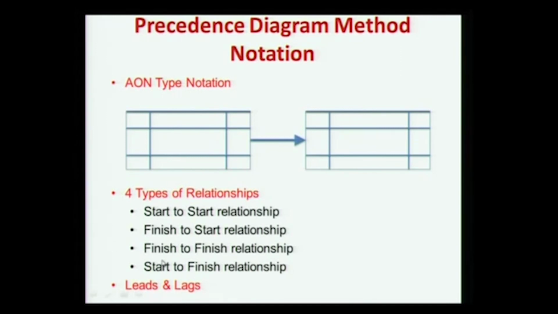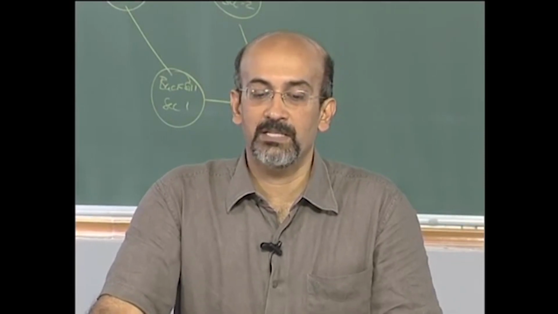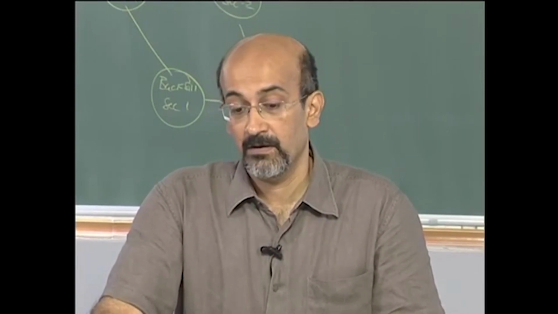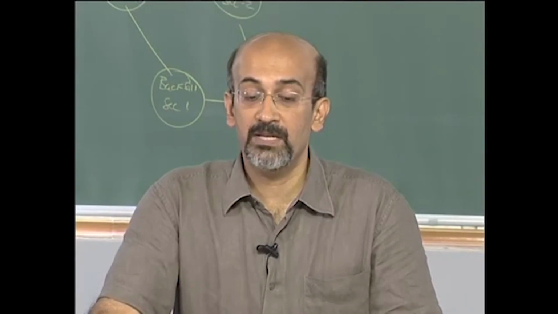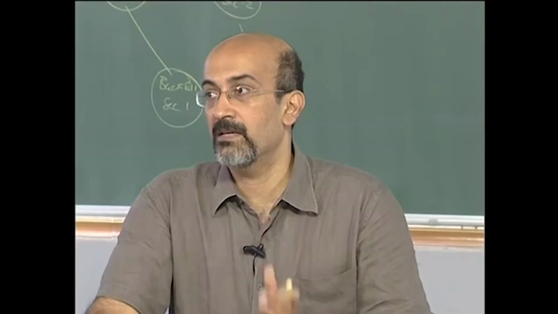More interestingly, the PDM represents various types of relationships. So far we have been only using a finish to start. An activity should finish, so what we have shown there is a finish to start. PDM uses 3 other kinds of relationships: start to start, finish to finish, and start to finish. In addition to this, each relationship can be qualified with lead or lag. For example, I can say there is a finish to start with a 2-day lag. That means the next activity will start after 2 days. The lag is represented in the relationship.